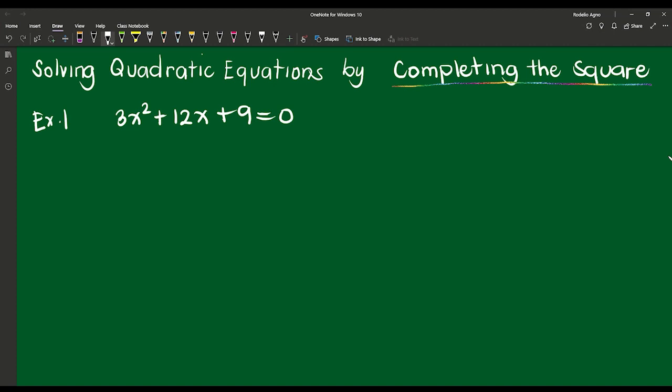So take note, if you can simplify our quadratic equation by dividing all of the terms with the same number, kung divisible sa ganoong number, gawin natin para mas maliit yung mga numbers na pag-aaralan natin. So halimbawa ito, ang 3, 12 at 9 ay pwedeng i-divide sa 3 lahat.